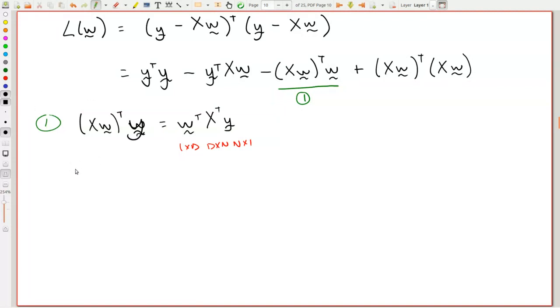Okay, so what have we got? We've got our weight vector times x transpose times y. But if we think about this, we can reason about this as basically just being this 1 by d vector, the inner product with another vector, which would be d by 1.